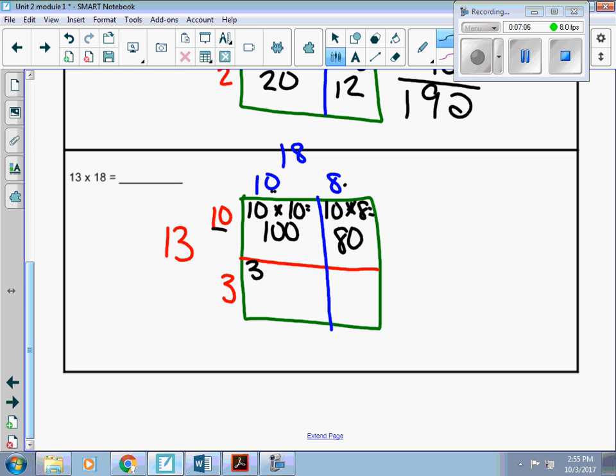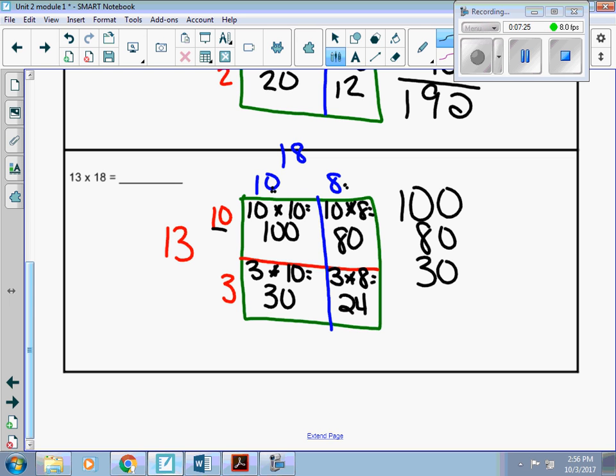On my bottom row I have my 3's. On top of the first column is a 10 again. So 3 times 10 is 30. And 3 times 8 is 24. Then I add up my parts. 100, 80, 30, and 24. So I know that 13 times 18 is 234.